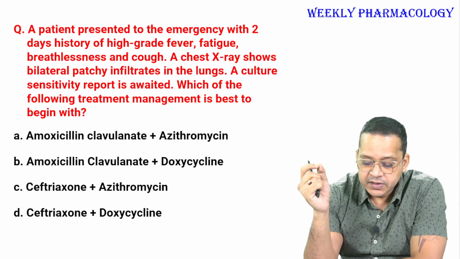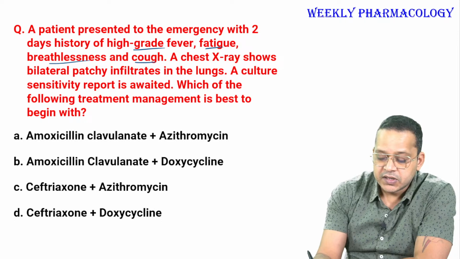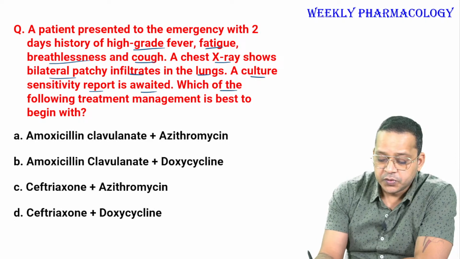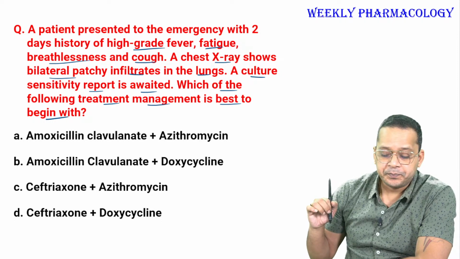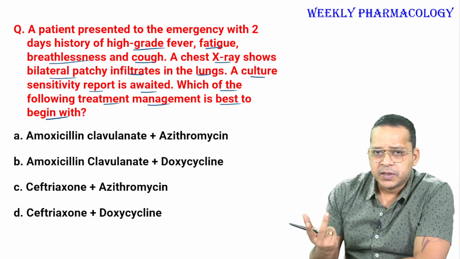A patient presented to the emergency with a 2-day history of high-grade fever, fatigue, breathlessness, and cough. Chest X-ray shows bilateral patchy infiltrates in the lungs. A culture sensitivity report is awaited. Which of the following treatment regimens is best to begin with? That's not a difficult question as far as diagnosis is concerned. It's a plum diagnosis.